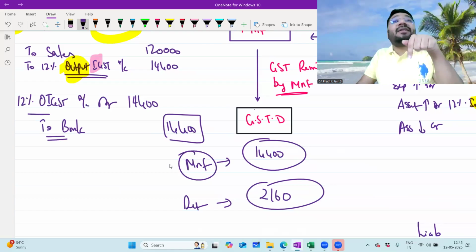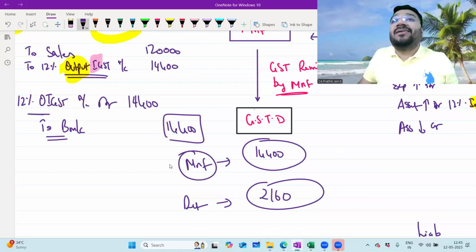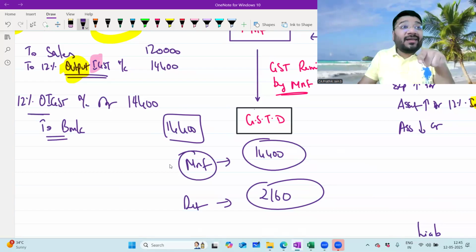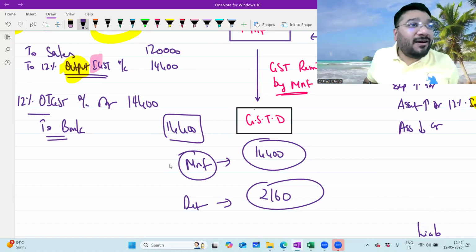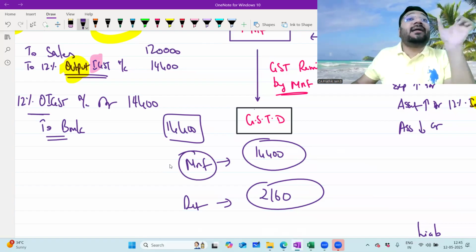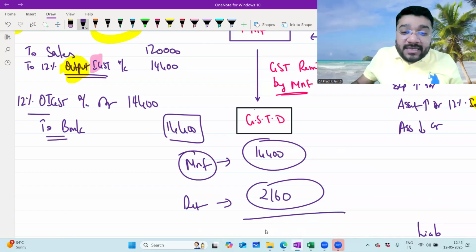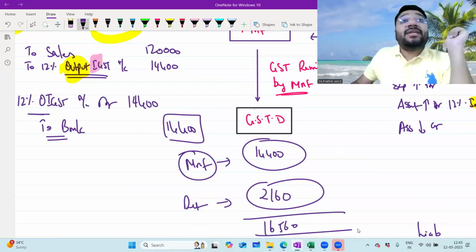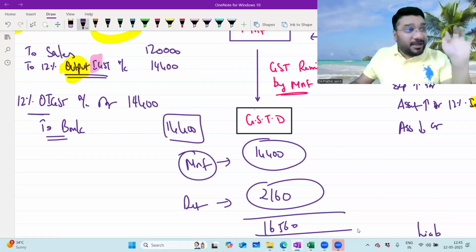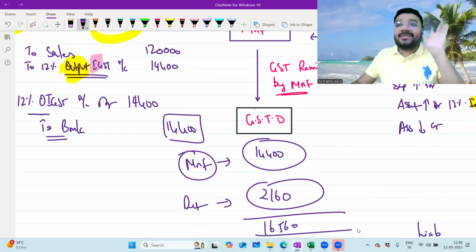Manufacturer collected the money from the retailer and handed over the money to the government. Retailer in return took the money from the end customer and handed over the remaining money to the government. In total, how much money did the government make? 16,560. I told you GST is a value added tax system. I told you I'll give you the explanation at the right time. Now the right time has come.